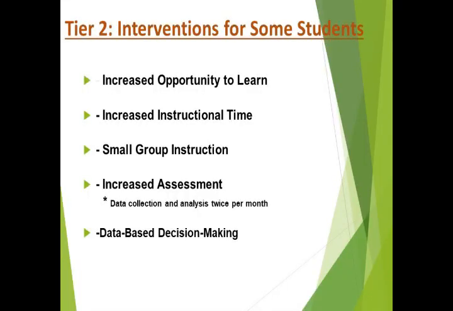So what do Tier 2 interventions do? They're an increased opportunity to learn, increased instructional time, small group instruction, increased assessment via data collection and analysis twice per month. And again, we're going to look at the data to base decisions on whether students need more opportunities, instructional time, small group. We're going to decide what changes might need to be made to help that student at Tier 2 succeed.